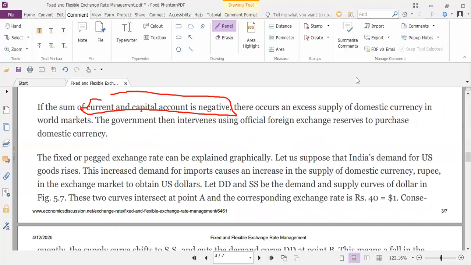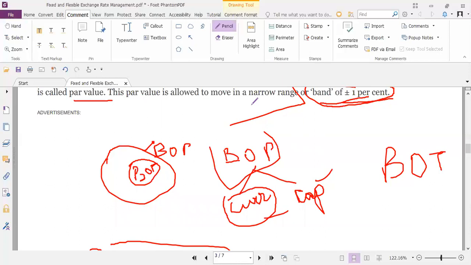Okay, next time if I ask this, you all should be able to answer this. This point should be very clear. It is very simple. You all can remember this with these two circles, right?